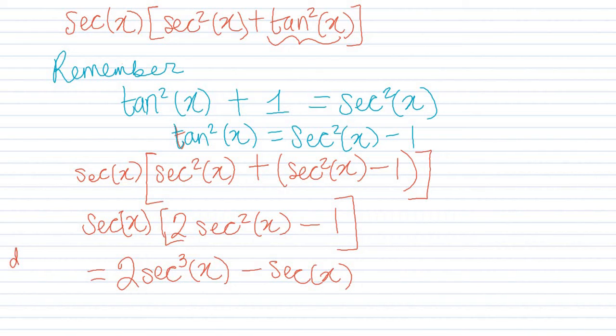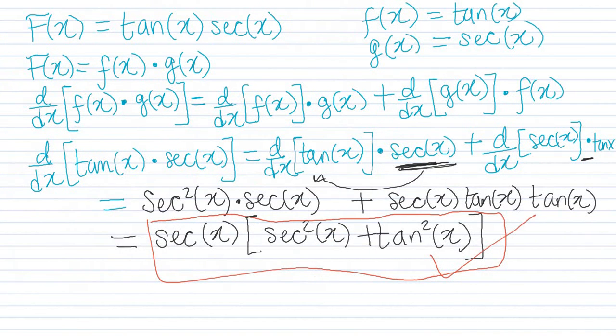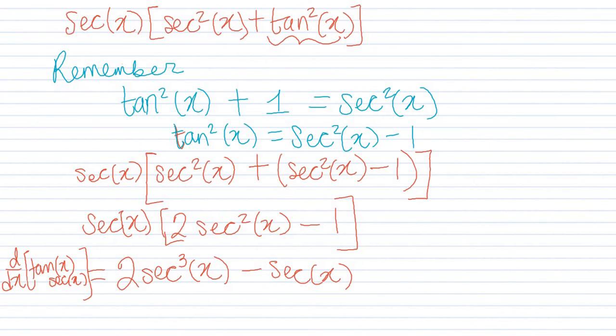The derivative of tan x multiplied by secant x equals this answer. So now remember what I said. This answer right here is correct: secant x multiplied by secant squared x plus tan squared of x, right? And then this one too is also correct.